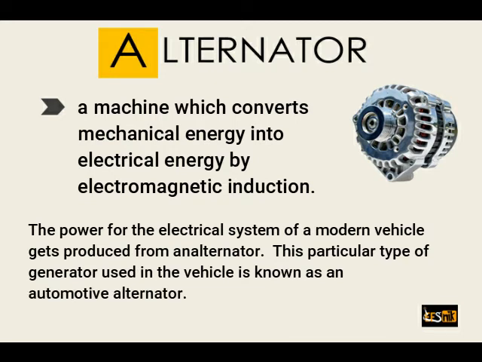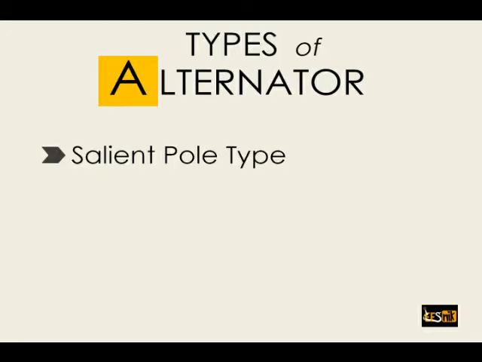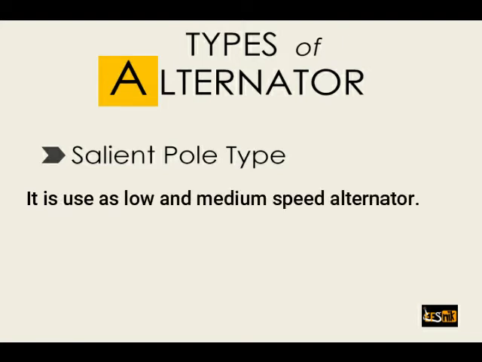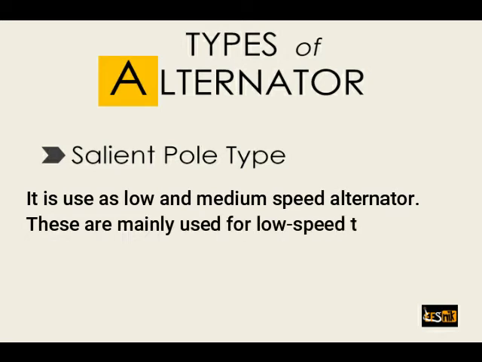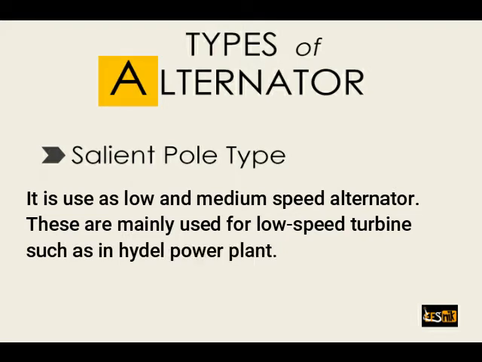Alternators are categorized according to their design. The first category is the salient pole type. This type of alternator is used as a low and medium speed alternator. These are mainly used for low speed turbines such as in hydel power plants.